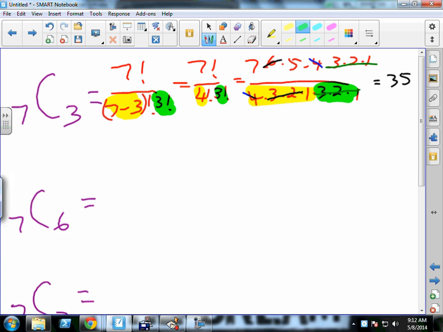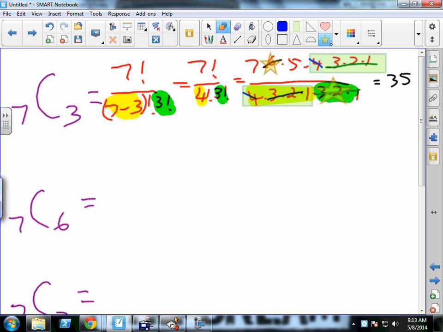So when we canceled this, what happens is this 4, 3, 2, and 1 canceled this 4, 3, 2, and 1. And then 3 times 2 is really 6, so this 3 times 2 cancels out with that 6. So the only thing that ends up being left is 7 times 5, and that one's 35. Okay. A permutation is r factorial times bigger than a combination.